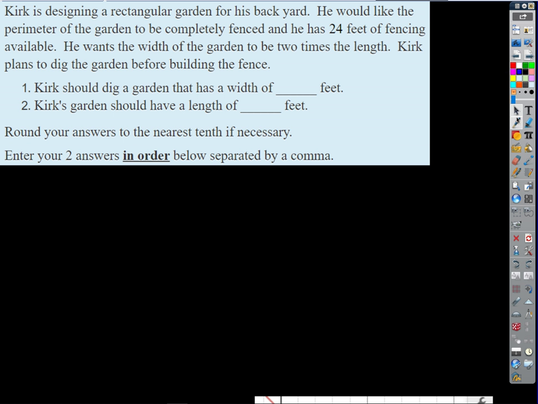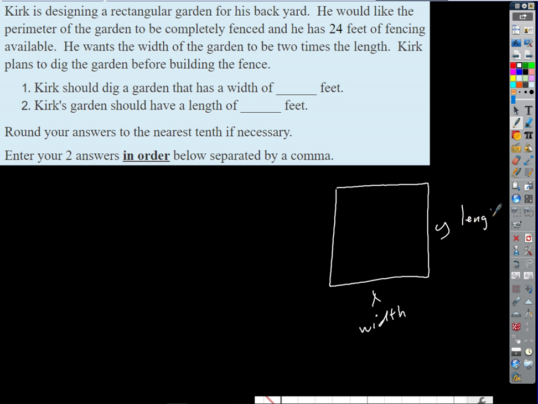So if we want to make a picture, we could represent this with a picture if we wanted to, right? Here's the garden. Call that x and call that y. X is the width, y is the length, let's say. So I've got two unknowns here. I've got to know the width and the length. So I need two equations. What's one relationship up here that I could exploit that's going to help me relate x and y? 24 feet of fencing. The perimeter of the garden is going to be 24 feet.